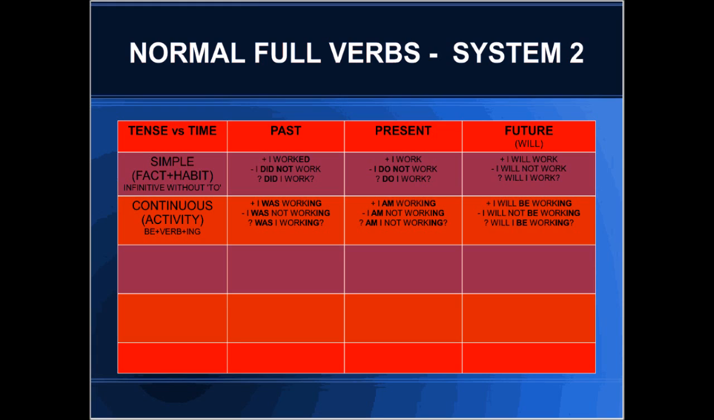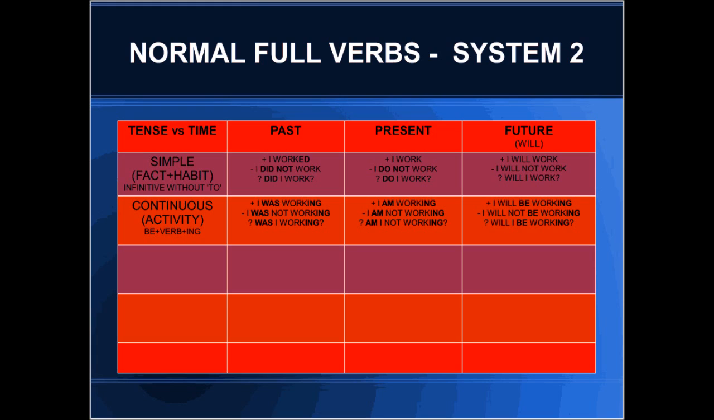Are we not just following a mathematical formula here, where if you are able to understand the present and you are able to understand the past, then the application of will plus be plus the verb plus ing into the future is really not a big step?